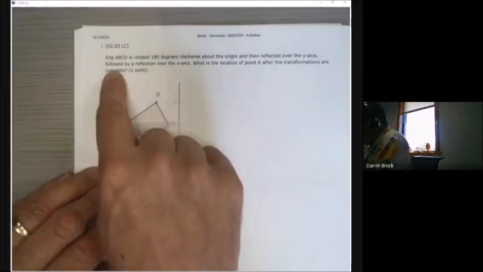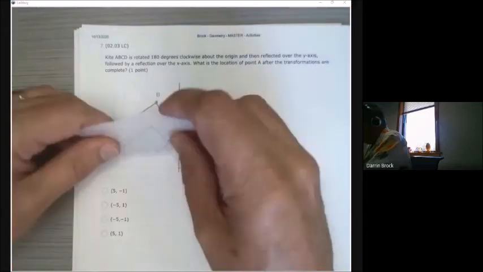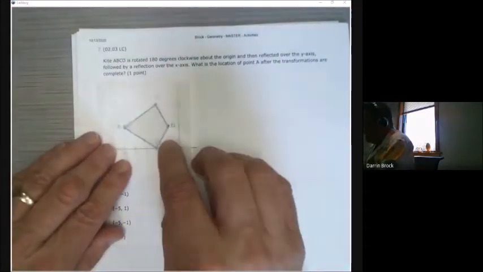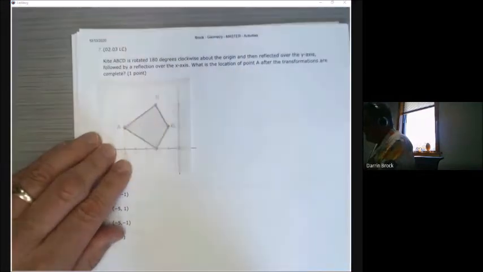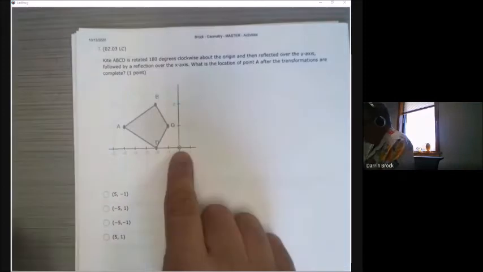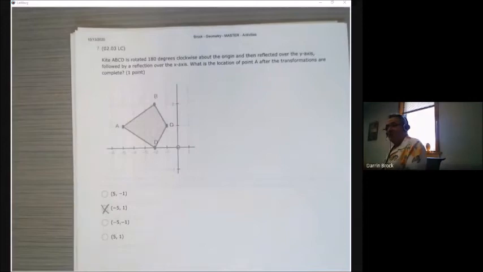And followed by reflection over the x-axis. Okay, now we're going to reflect it up over the x-axis, which means D doesn't move because it's on the x-axis. And look, everything's right back where it started at. So the location of point A after the transformations, it's at -5, 1. -5, 1 right there, back right where it started. All right, fabulous. Let's look at number 8.